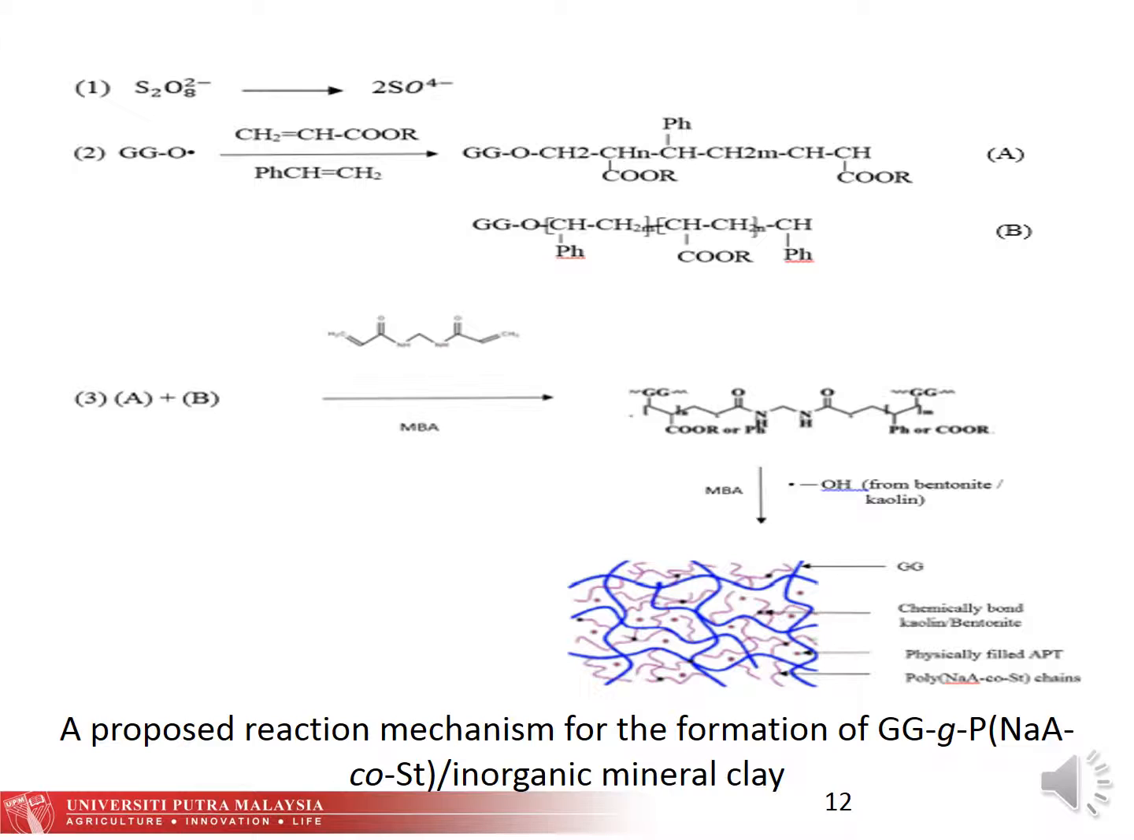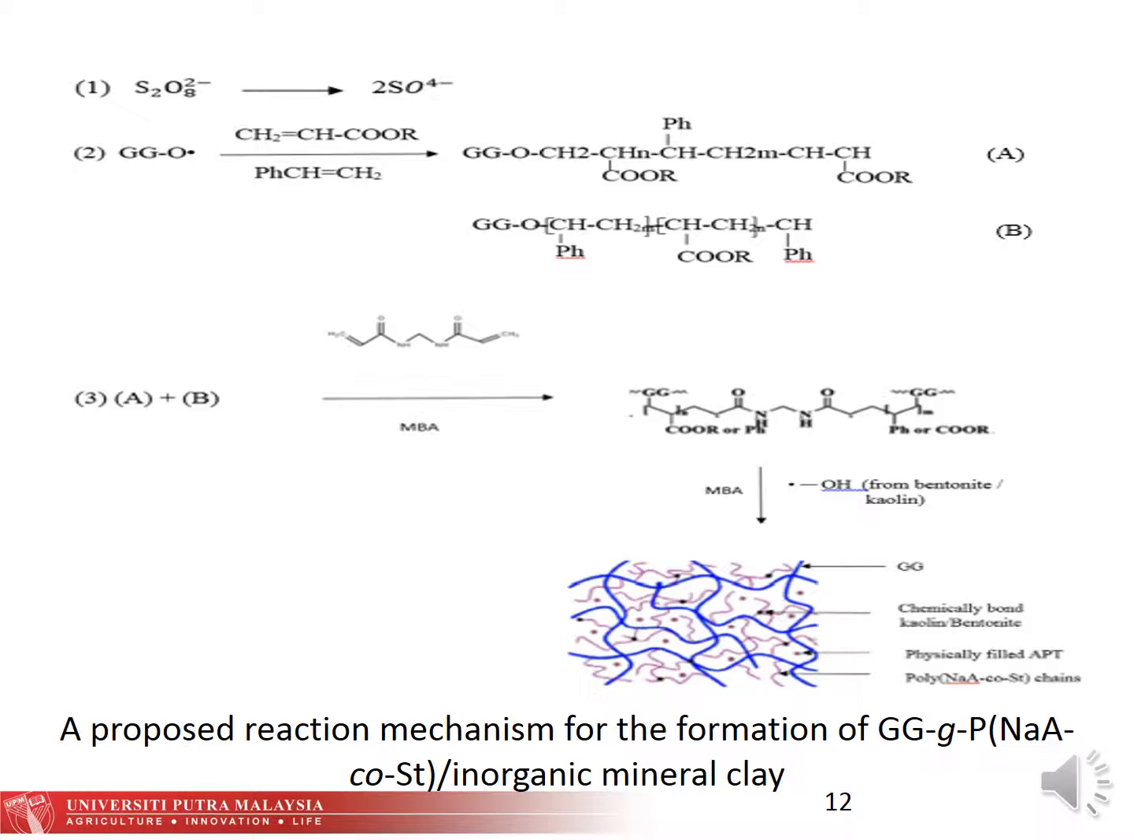For the reaction mechanism, ammonium persulfate is used. When ammonium persulfate is heated, the persulfate is decomposed into sulfate anion radicals. The sulfate anion radical extracts hydrogen from the hydroxyl group of the guar gum backbone. This will result in a persulfate saccharide redox system, which causes the active center to initiate free radical polymerization of acrylic acid to form graft polymer.